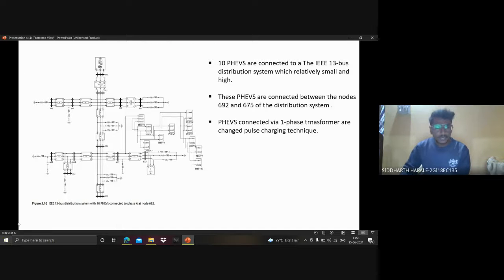Next one is the IEEE 30 bus distribution system diagram. The buses are connected to the one phase transformer, and here the node 692 and 675 distribution systems are connected together. Here it shows this distribution system together with PHEVs. The different voltage levels affect the charging time, ranging from 1 hour to 10 minutes, and the different charging algorithms require the corresponding control design for power electronic circuits. And here the PHEVs are connected to an example distribution system.